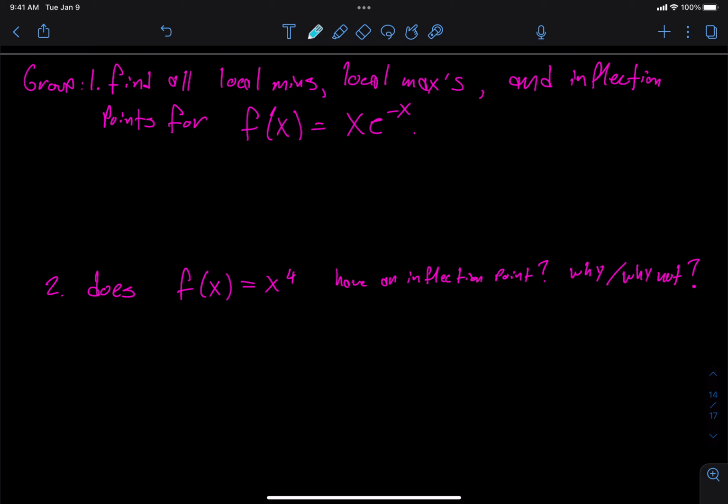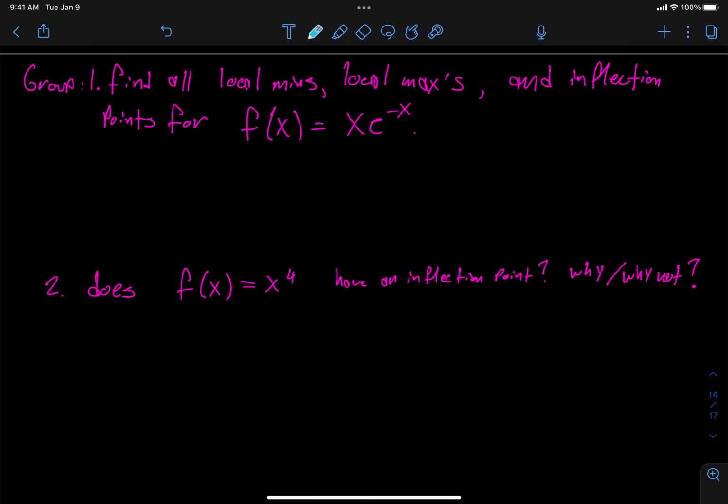This one is pretty cool. It is 0 when x is 1, right? So that's the critical point. x equals 1, and there's only one critical point. I don't think there is an inflection point. And then you gotta classify whether it's a min or max or neither.